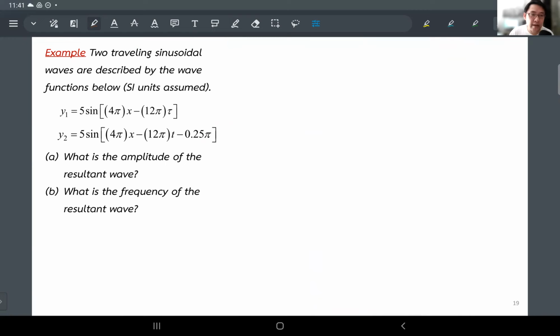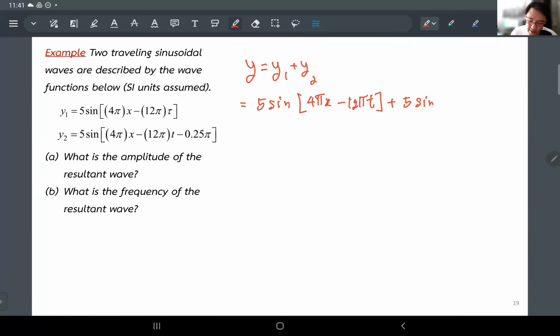All right, 2 traveling sinusoidal waves are described by the wave function below. Assume they are in a system. What is the amplitude of the resultant wave? See, this one, don't think too much. Whenever you have more than one wave, the resultant wave is simply the summation of the two. Simple as that. So I just put them down here. 4 pi x minus 12 pi t. That's from the first. And then I just add the second.